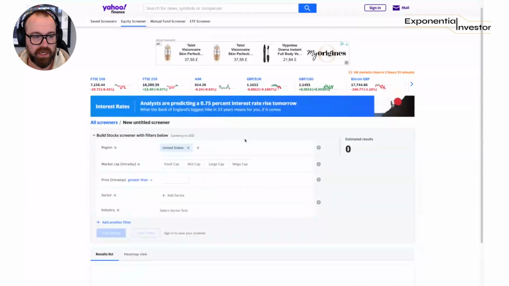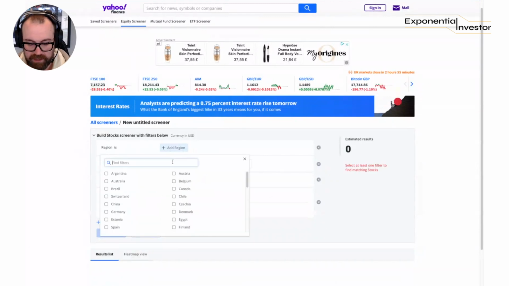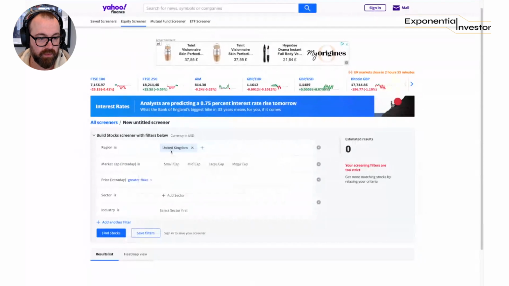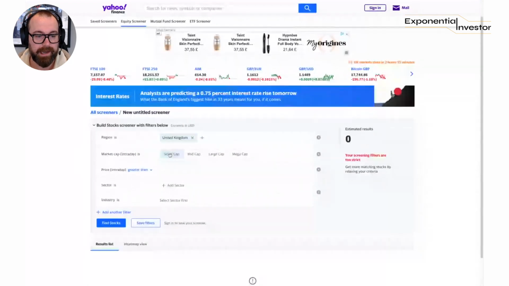We were looking at United States there before, so let's change that region. We're going to get rid of United States and add United Kingdom. We just search for United Kingdom, add that, and we're now looking in the UK. Now, do we want to look at small, mid, large, or mega cap? Well, let's look at, say, mid cap. So we'll click on mid cap.